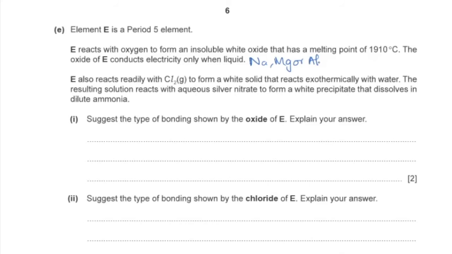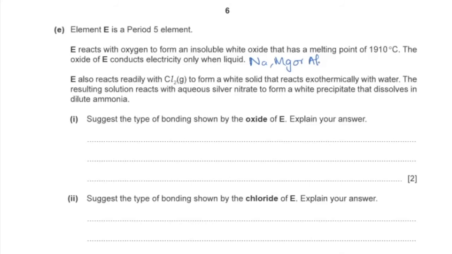Okay, so the chloride of E reacts exothermically with water, meaning the chloride doesn't dissolve into water. It instead hydrolyzes. This is also confirmed later when it says that a white precipitate forms when the resulting solution reacts with silver nitrate, and that precipitate dissolves in dilute ammonia. So I can say that E's oxide has ionic bonding because ionic compounds conduct electricity only when they are in molten state, and that's because at that state they have ions that are free to move and conduct electricity, which the next part is asking us to mention.